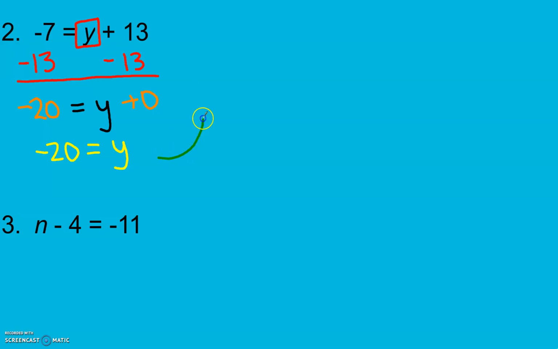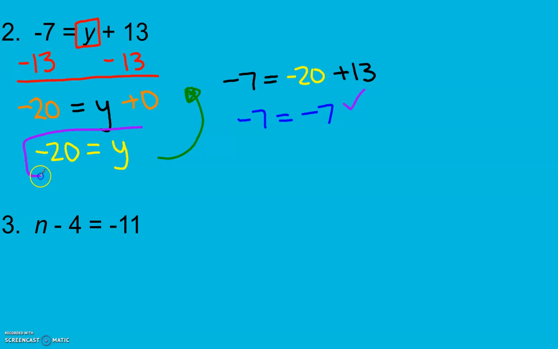Now, we're going to plug that in and check. I didn't change the negative 7. I did change my y to be negative 20. And I didn't change that plus 13. I'm going to go ahead and simplify. Here, I get negative 7 equals negative 7. That checks, so my solution is right.